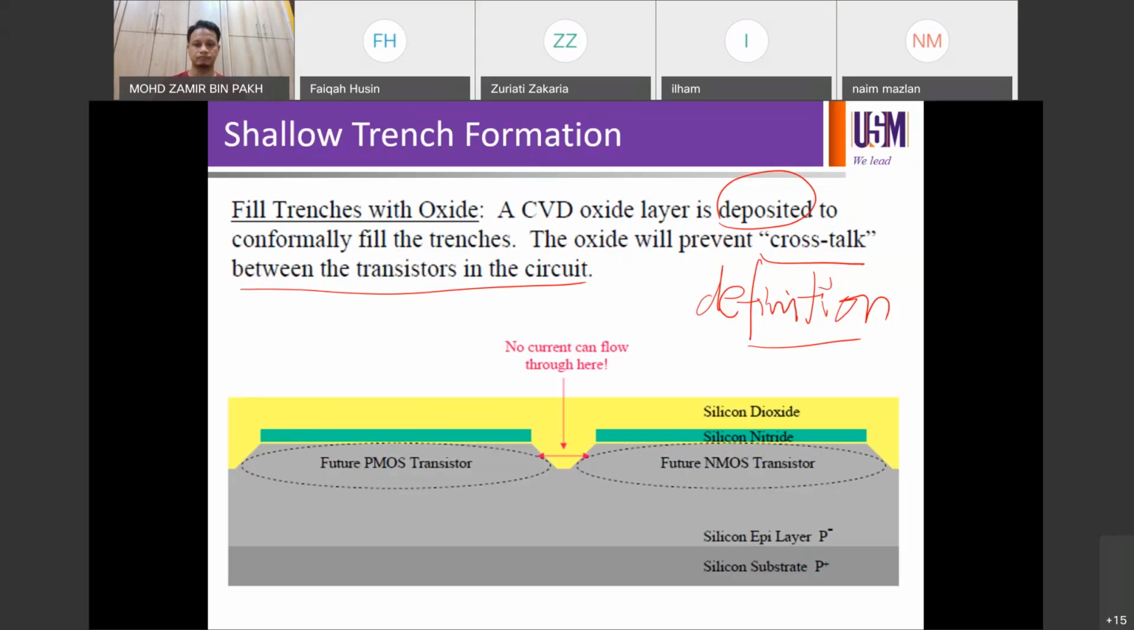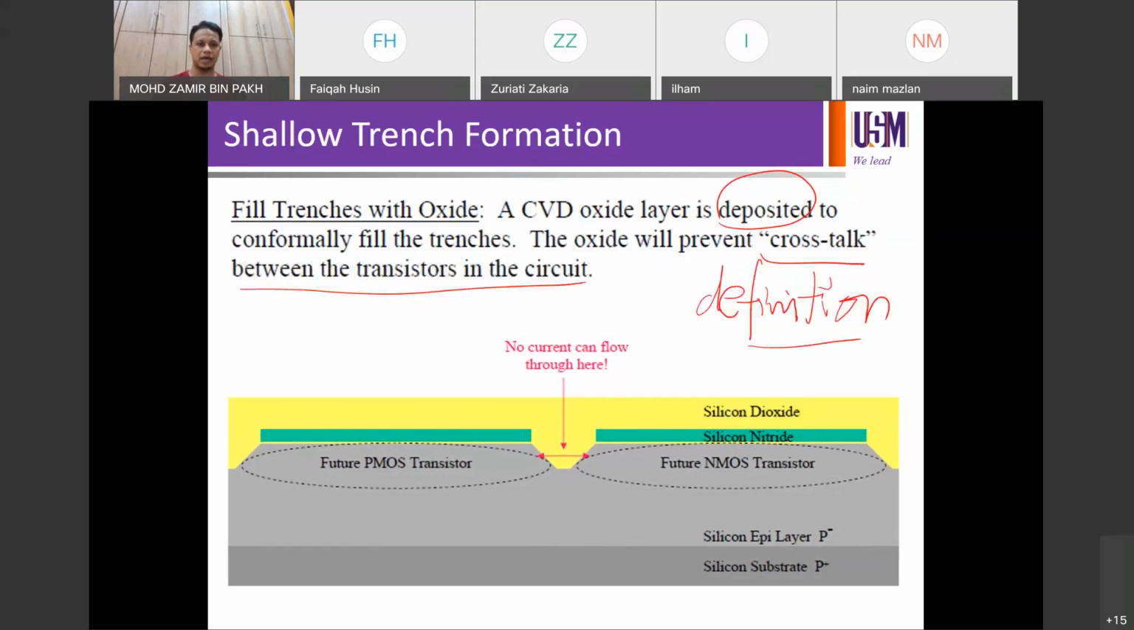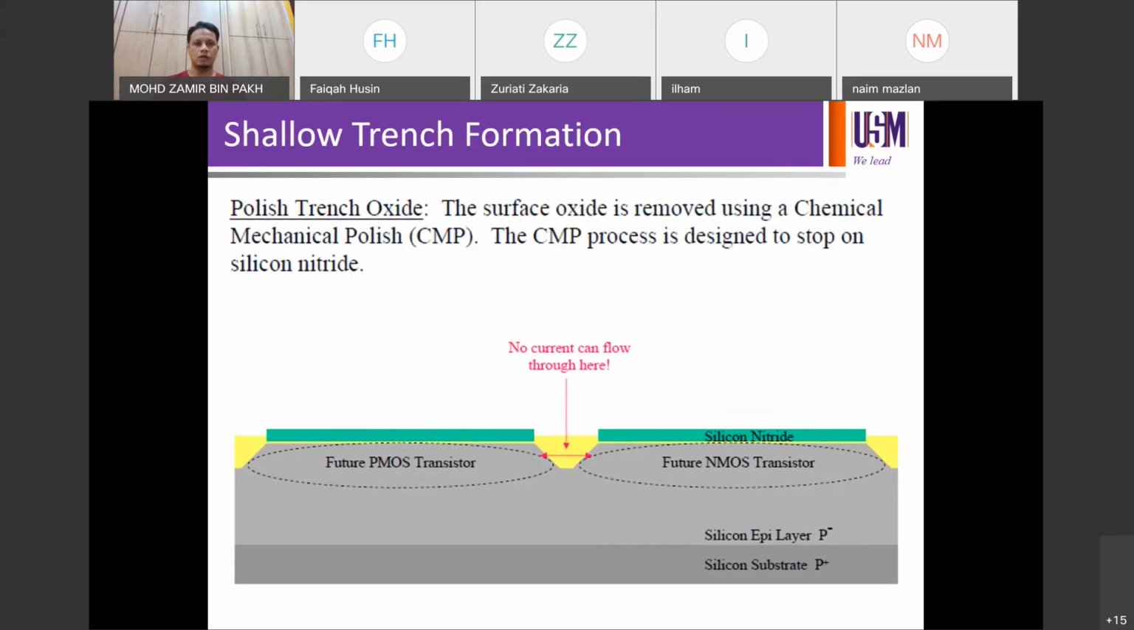So what do you get? You now deposit the whole surface with CVD oxide. Next, right? So that's the deposit. So what's next? Polish the trench oxide. The surface oxide is removed using the CMP process.